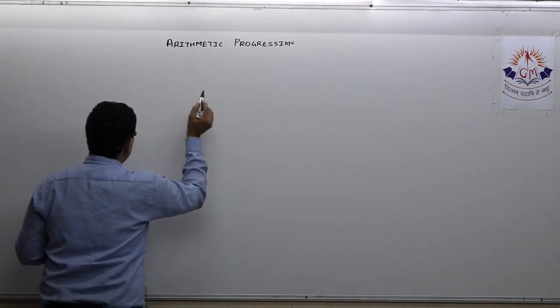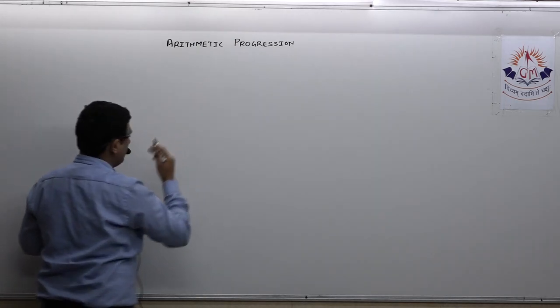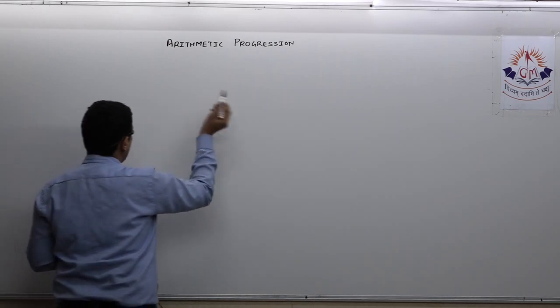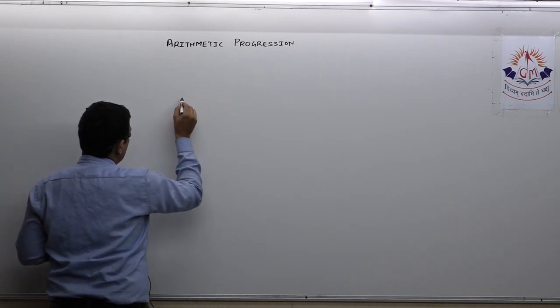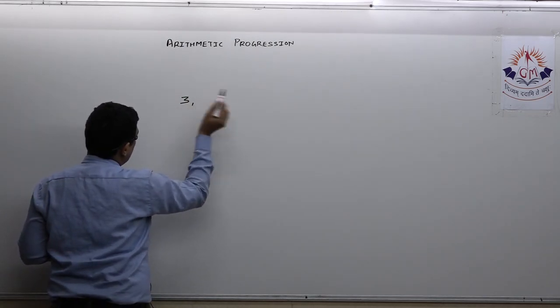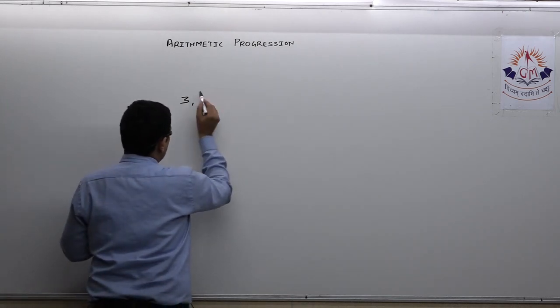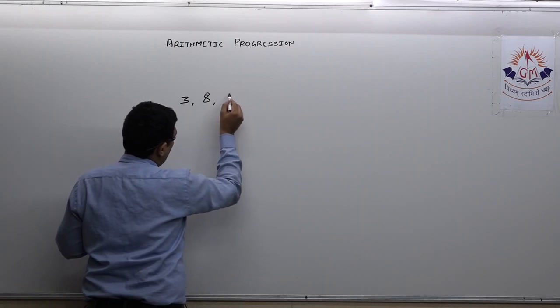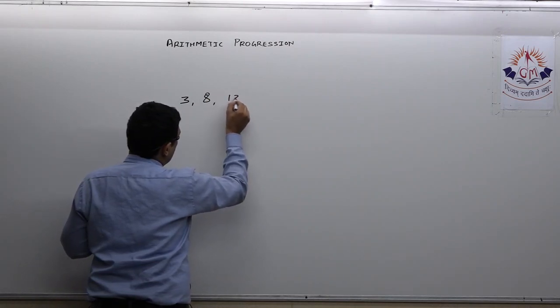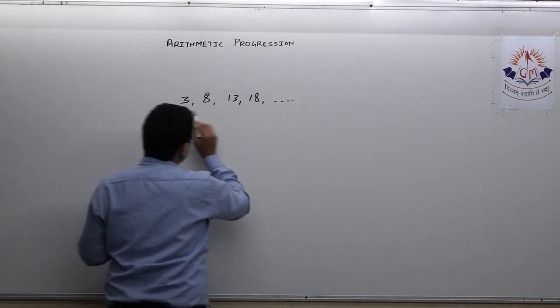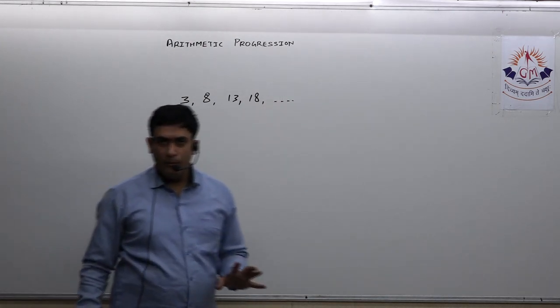That means if we add a constant to the previous term and we get a series, then in short we'll say it's an arithmetic progression. For example, if I take the first term as 3, now if I keep on adding 5, so 3 plus 5 is 8, 8 plus 5 is 13, 13 plus 5 is 18, and so on. So this gives you an arithmetic progression.